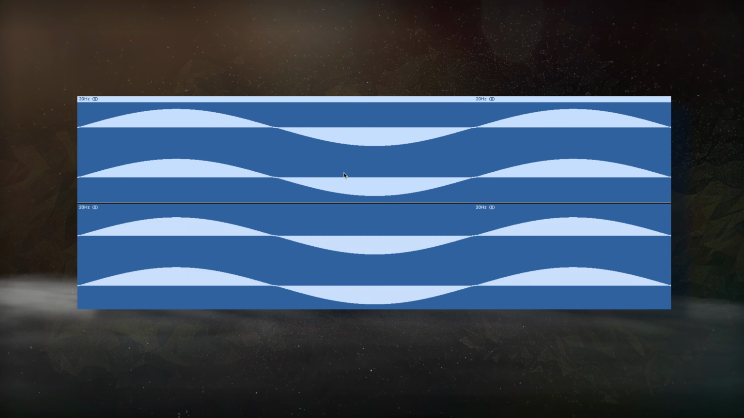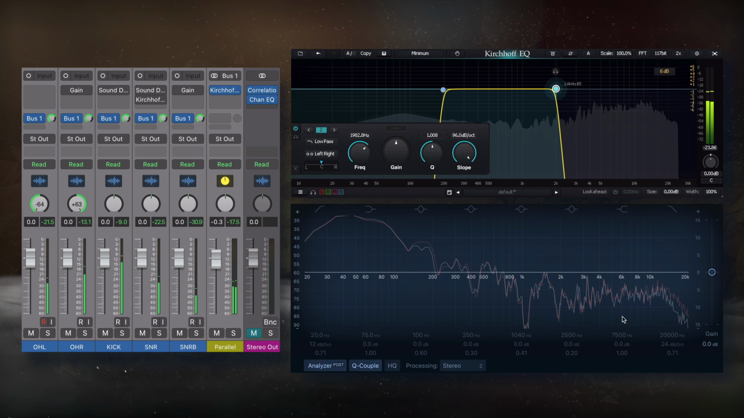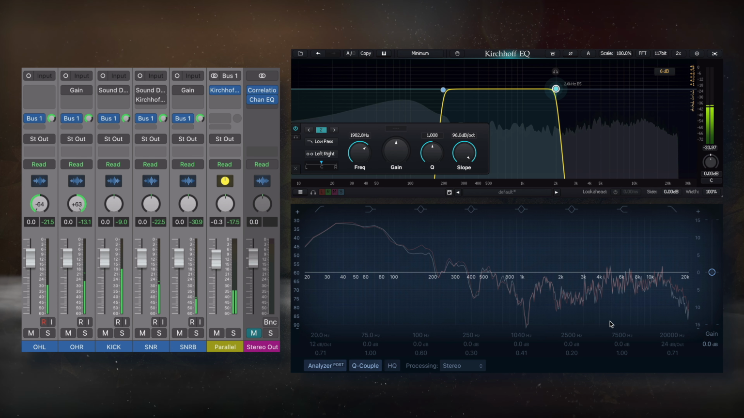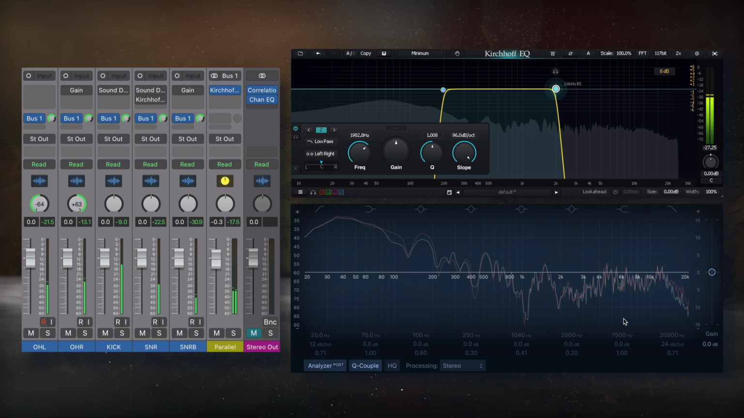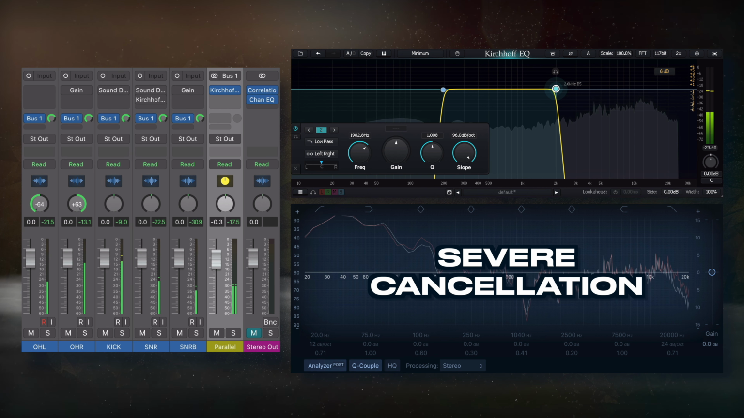So think back to Chapter 1, when I was adjusting the timing of one of the two 20 Hz waves, it would greatly affect the relationship between them because in all other ways, they were identical. So when we combine a signal with an identical signal, like in parallel processing, but change the phase rotation or invert the phase, we can expect severe cancellation.